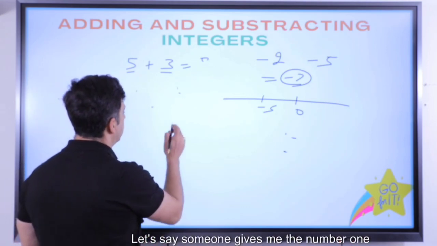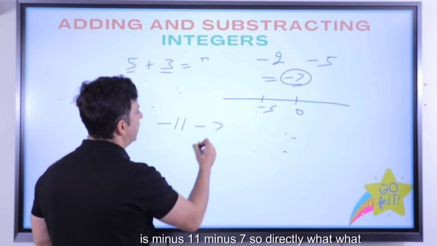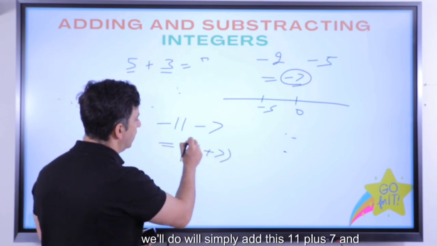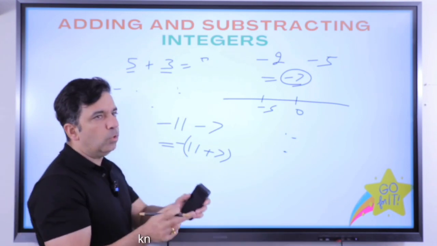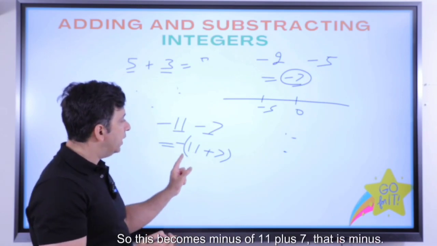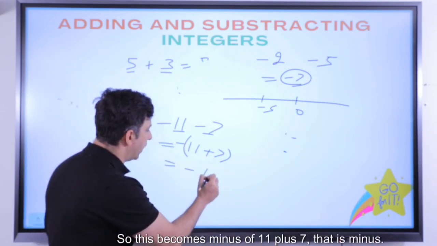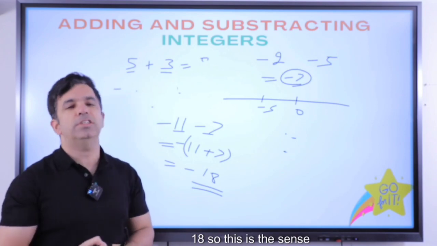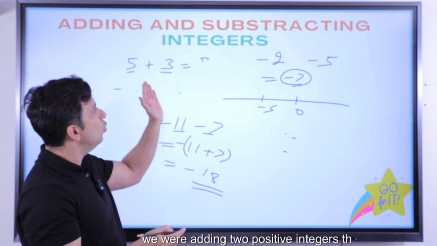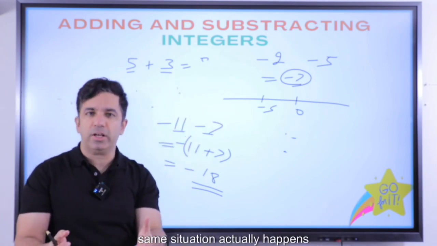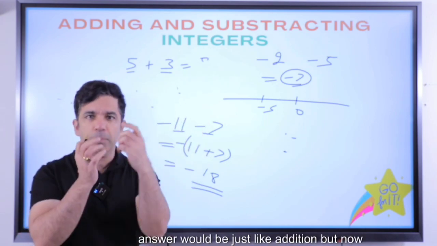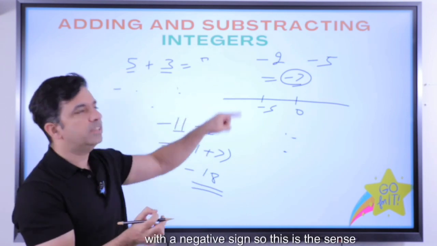Let's say someone gives me the numbers -11 and -7. So directly what we'll do, we'll simply add this 11 plus 7 and we'll put a minus sign outside, because we know that when two negative numbers are added, then the answer would be more negative. So this becomes minus of 11 plus 7, that is -18. So this is the sense. It is the same situation as when we were adding two positive integers. The same situation happens when two negative integers are added, but the answer would be just like addition, but now with a negative sign. So this is the sense.